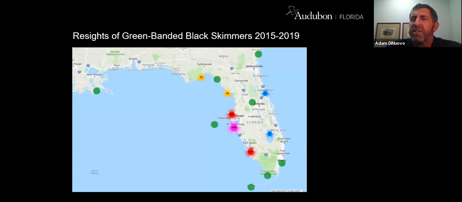So our Florida birds move. That red dot down there is really where I band birds. That's south of Fort Myers. And then those other dots around the Tampa area are where a colleague of mine is banding black skimmers. So we do get a lot of sightings, obviously, close to where we're banding them. But then you can see how they're moving around. They're not just staying in Florida.